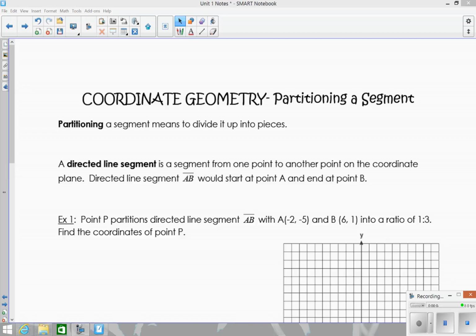In this lesson, we're going to talk about partitioning a segment. So first of all, what it means to partition a segment is that you're going to divide it up into pieces. If you see partitioning a segment, it means you're going to break that segment up into pieces.